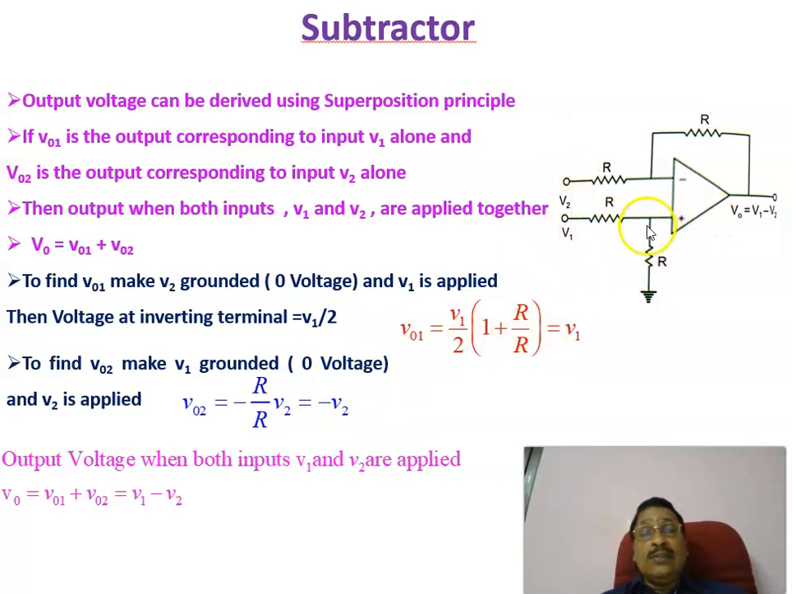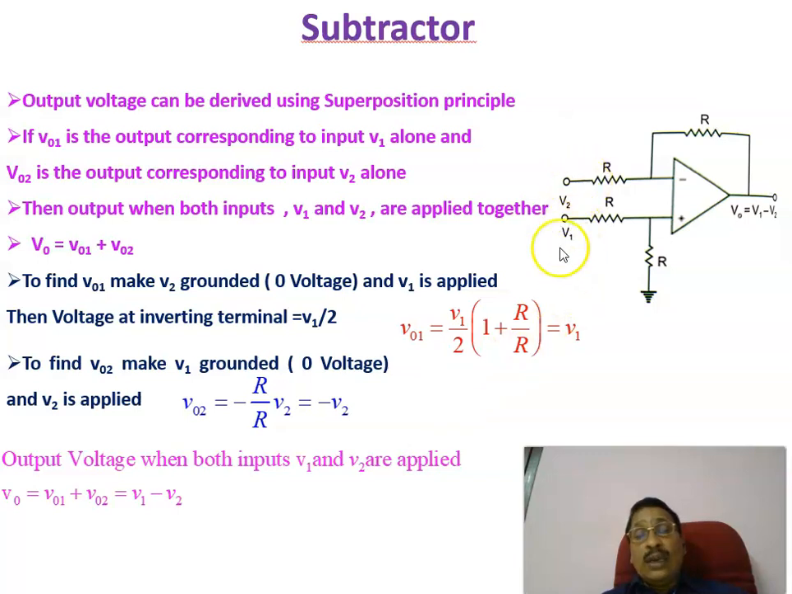It is equal to, here we will be getting V1 by 2, V1 divided by R plus R into R. This is V1 by 2, and then the corresponding output voltage V01 is given by V1 by 2 into 1 plus R by R, which is equal to V1. That is when V01. Now to find out V02, that is when V2 alone is present, V1 is grounded, and here you are applying the voltage V2. Then since this potential is grounded, it is simply an inverting amplifier. Output voltage V02 equal to minus R by R into V2, or minus V2.